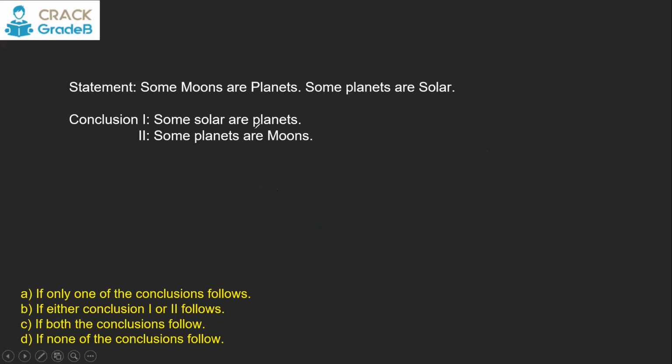Some moons are planets. Some planets are solars. Some solars are planets. That's definitely true. And some planets are moons, also definitely true. So both conclusions follow.